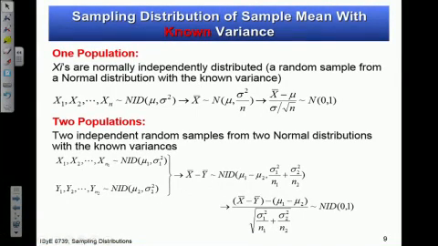why it's not working. You see it? Yeah. So difference of sample averages here. Okay.